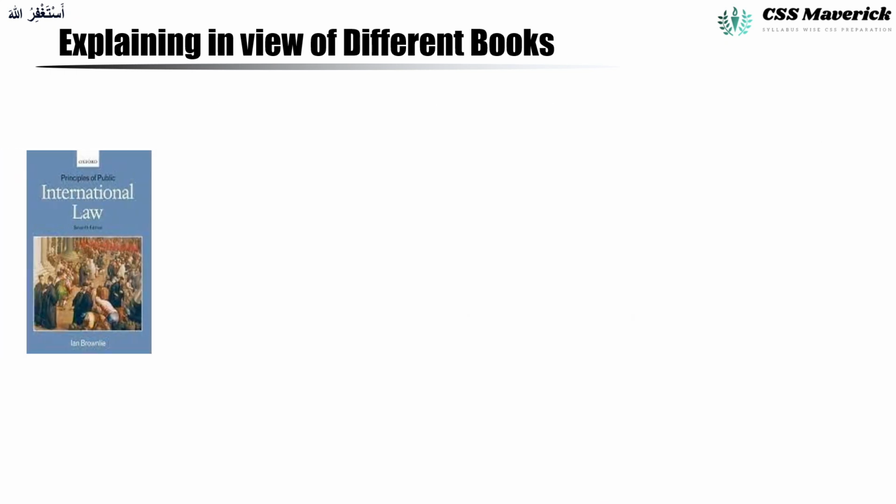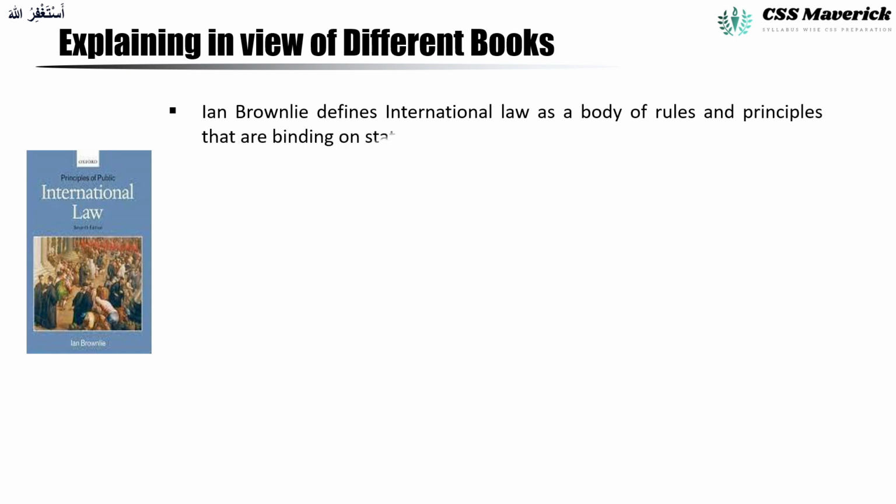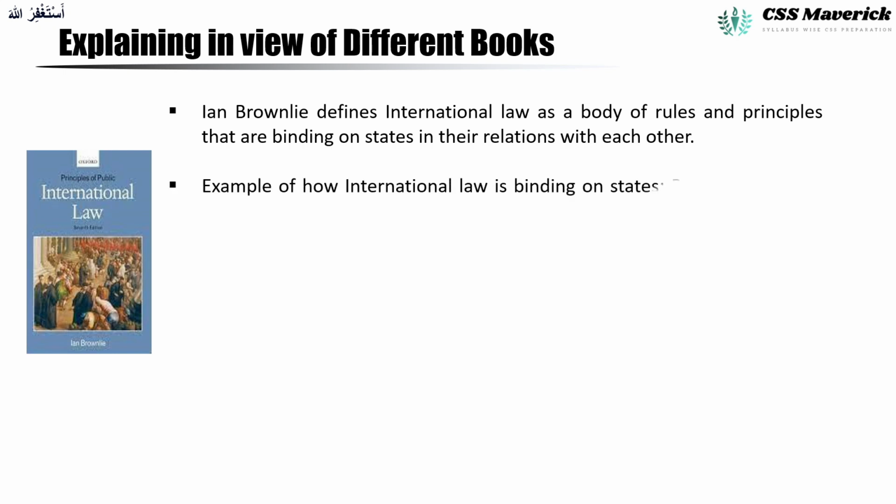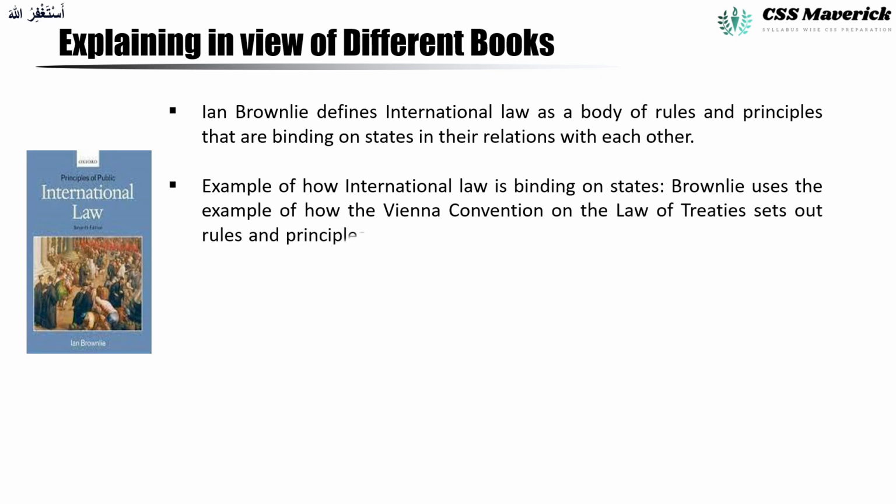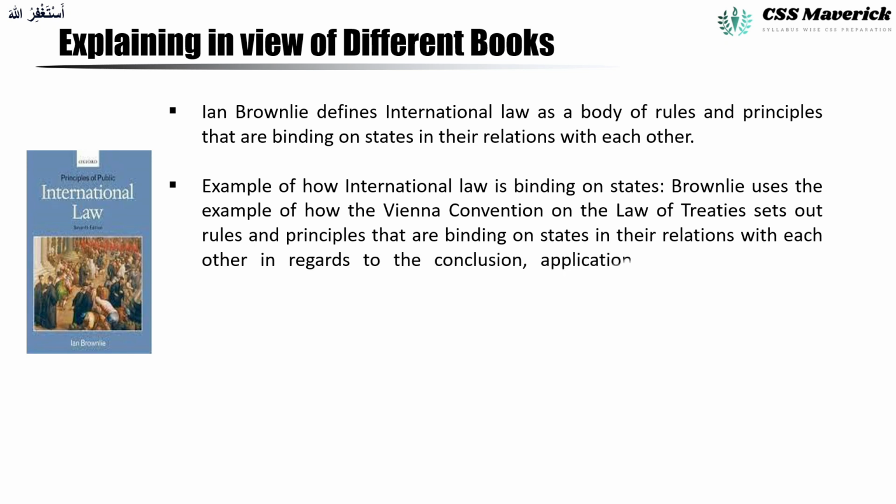Now, the second is Principles of Public International Law, which broadly defines international law as a body of rules and principles that are binding on states in their relations with each other. Example of how international law is binding on states: Brownlie used the example of how the Vienna Convention on the Law of Treaties sets out rules and principles that are binding on states in their relations with each other in regard to the conclusion, application, and termination of treaties.